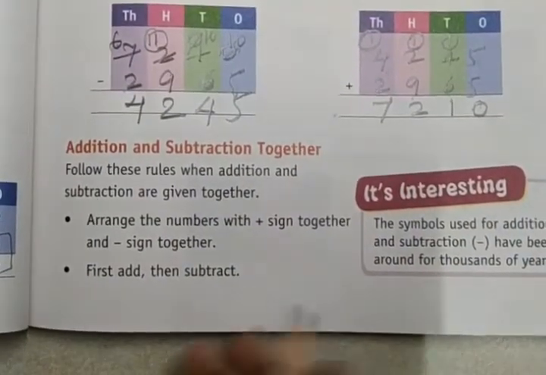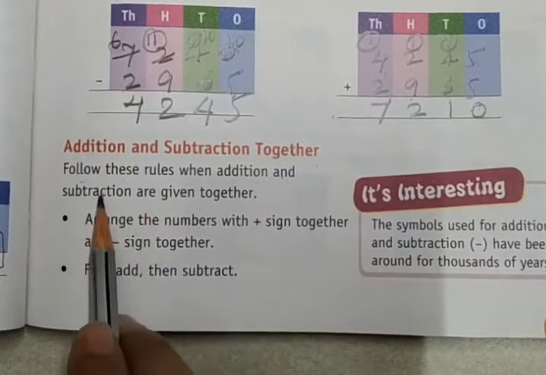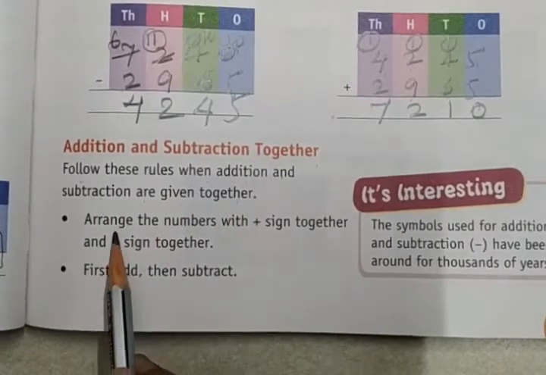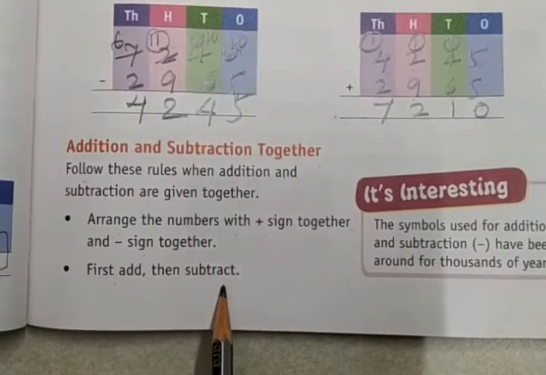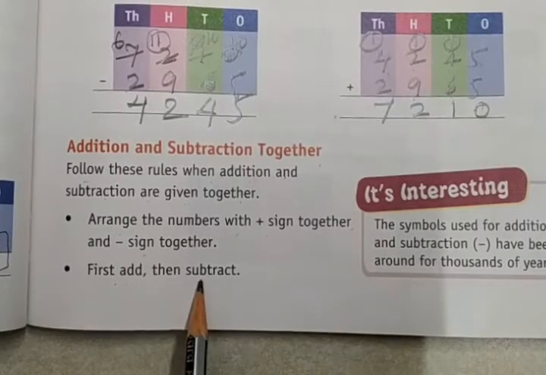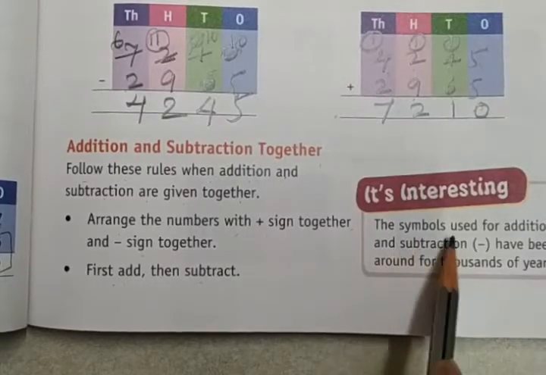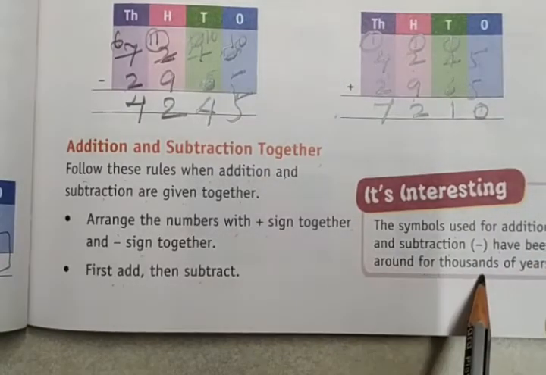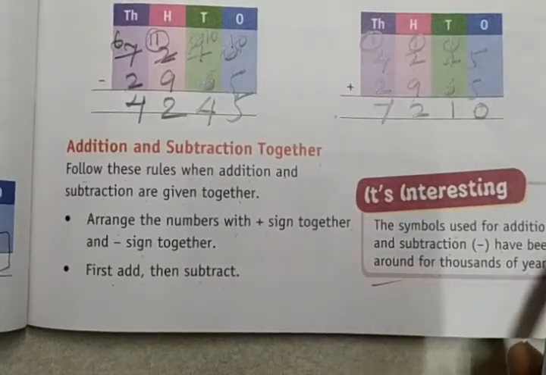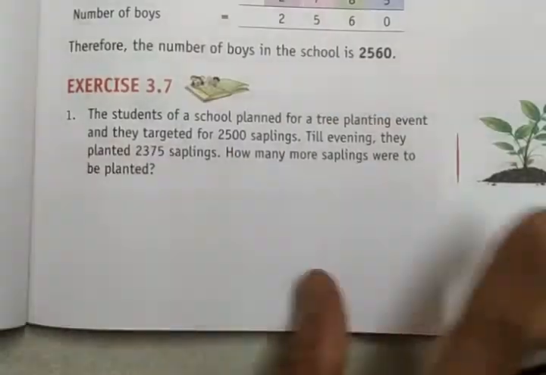Addition and subtraction together. Follow these rules when addition and subtraction are given together. Arrange the numbers with plus sign together and subtraction together. First we have to go for addition, then we have to go for the subtractions. It's interesting. The symbol used for addition is plus. The subtraction minus have been around for thousands of years. Plus is for addition, minus is for subtraction. Okay, so hope you have followed this.